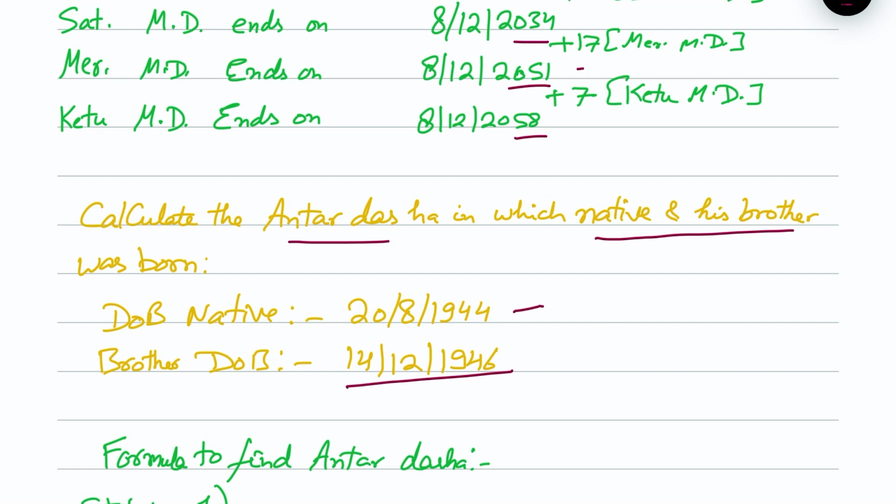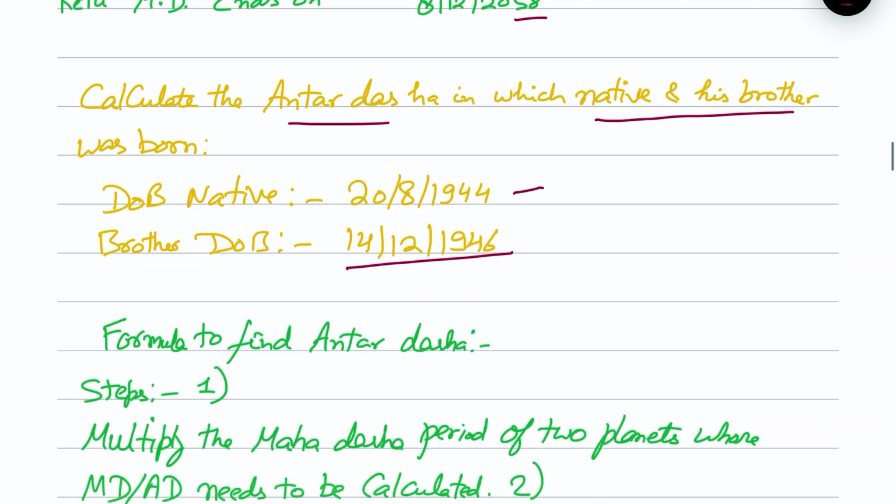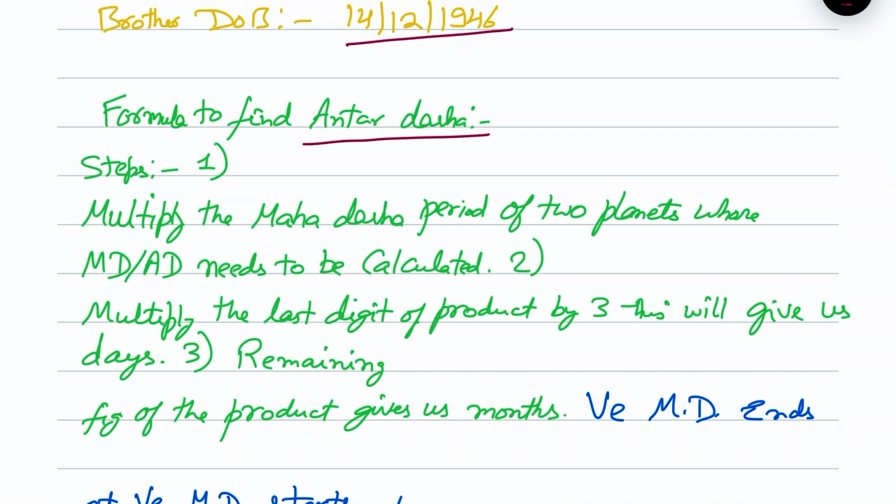First we calculated the Mahadasha, then let's calculate the Antardasha. The formula for calculation of Antardasha is to multiply the Mahadasha periods of the two planets whose Mahadasha/Antardasha needs to be calculated. Multiply the last digit of the product by 3. This will give us days, and the remaining figure of the product will give us months.